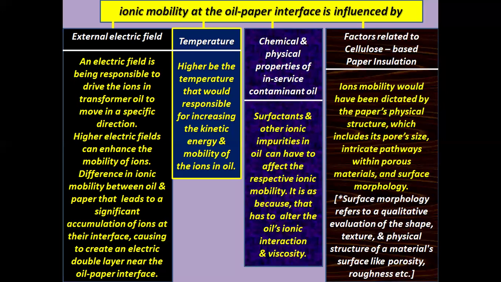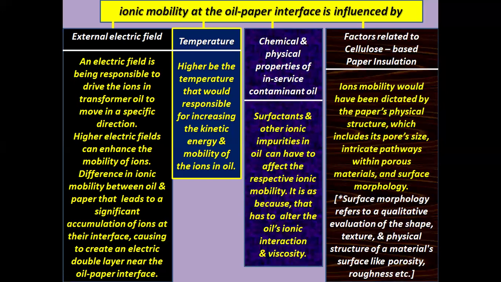Chemical physical properties of in-service contaminated oil. Surfactants and other ionic impurities in oil can affect the respective ionic mobility. It is because that alters the oil's ionic interaction and viscosity.